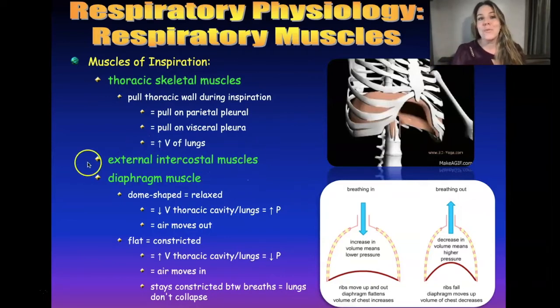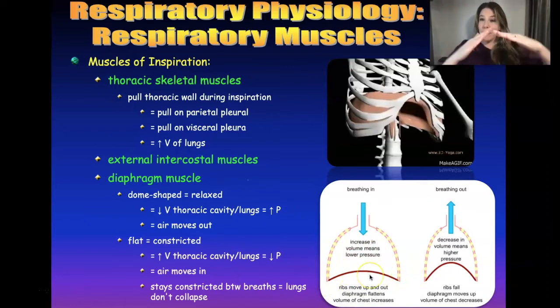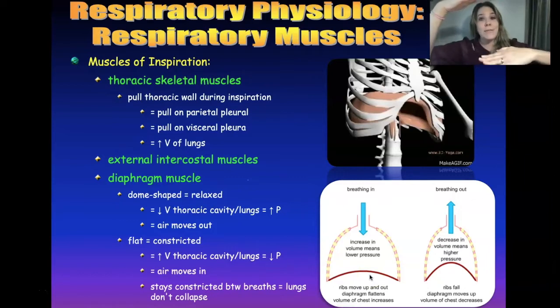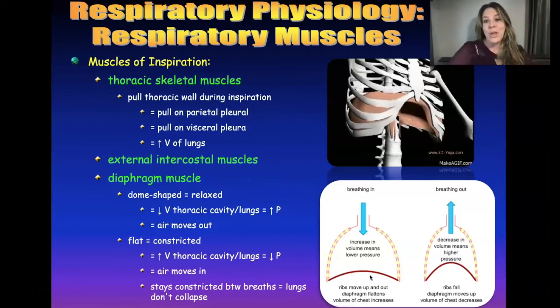Also aiding this are the external intercostal muscles, and of course, as we mentioned, the good old diaphragm. This diagram shows you what's happening with the diaphragm muscle upon inspiration and expiration. You can see how it changes the volume. When we breathe in, inspiration, that causes the diaphragm to flatten out. And when the diaphragm flattens out, that's essentially increasing the volume of the thoracic cavity and therefore decreasing the pressure.